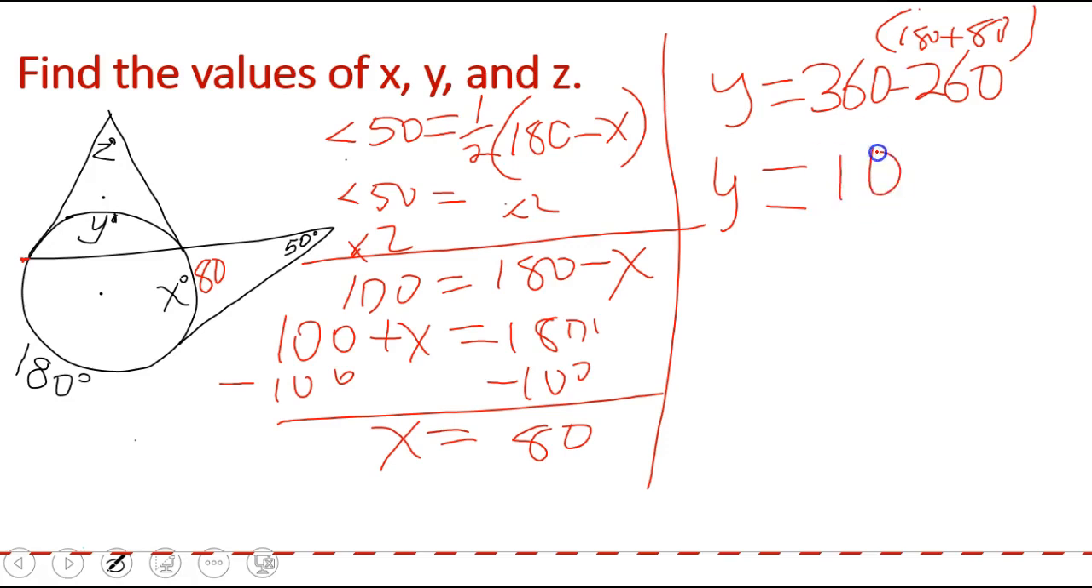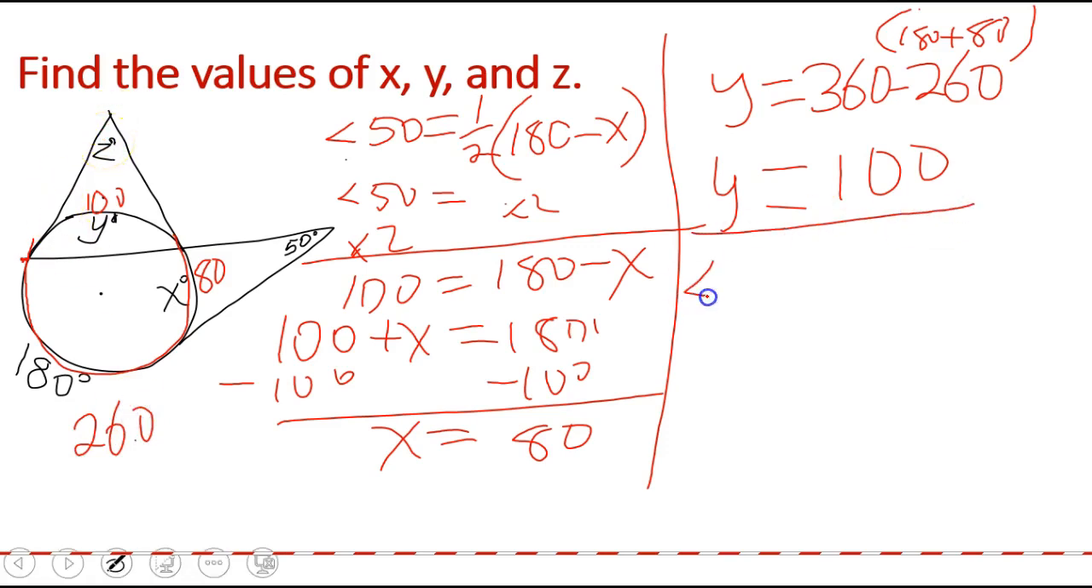You get 100. Okay. So next, now we know that y is 100 arc. We can find z because z starts from here, go all the way from there. So which is this 260 we already found. And it's also outside angle.